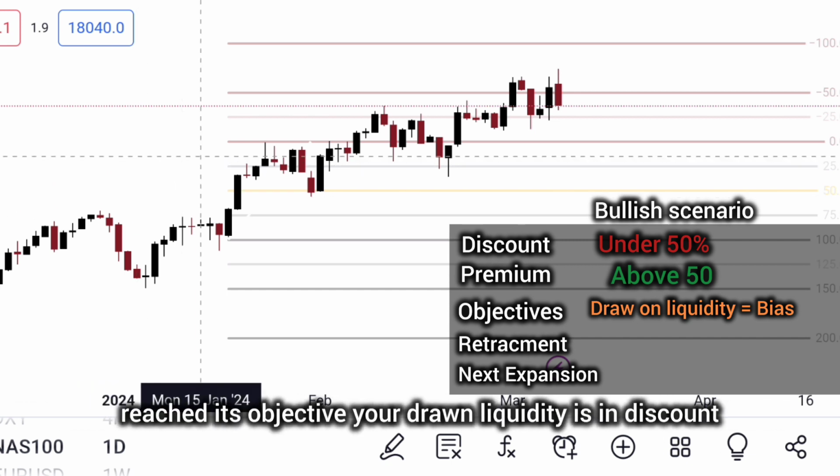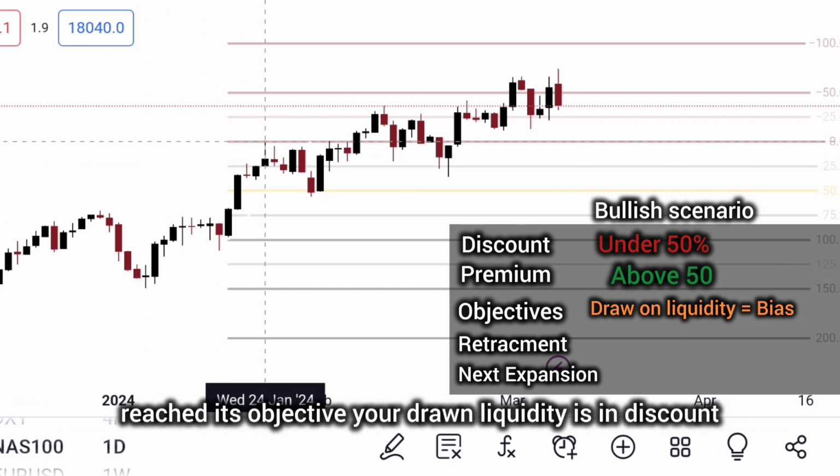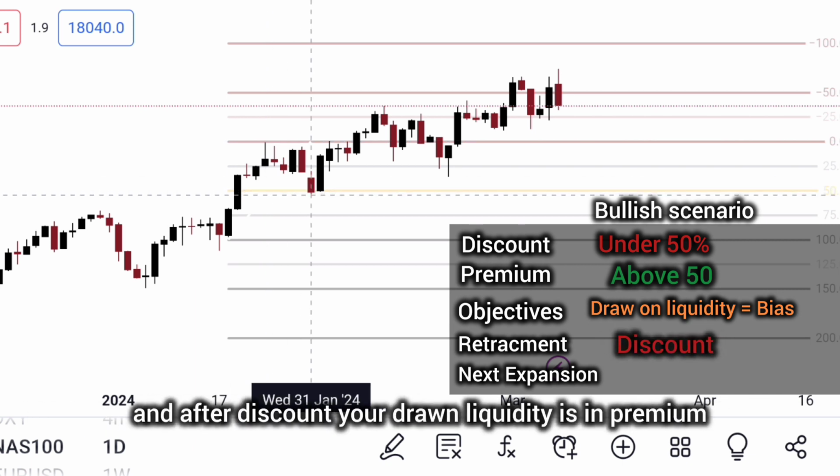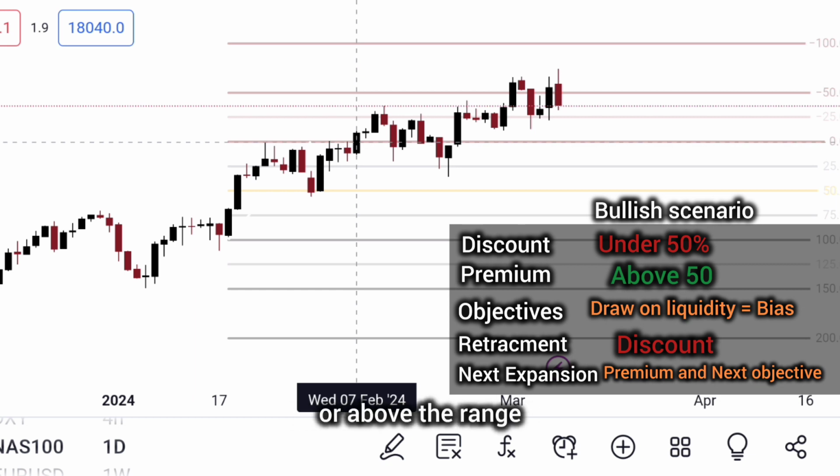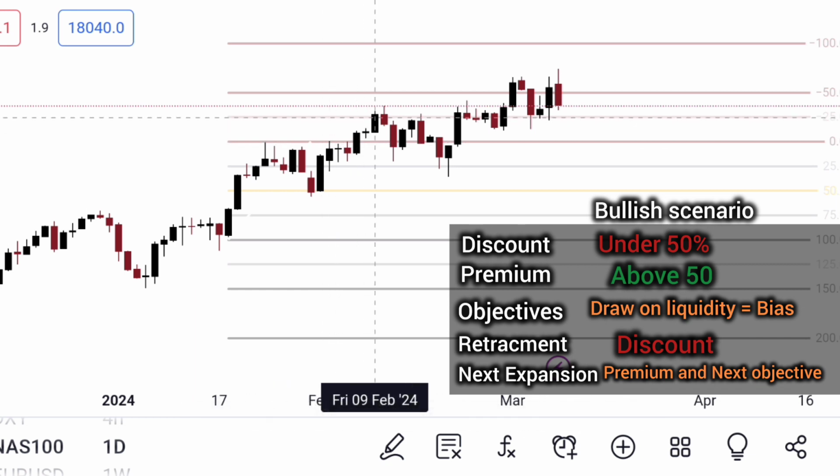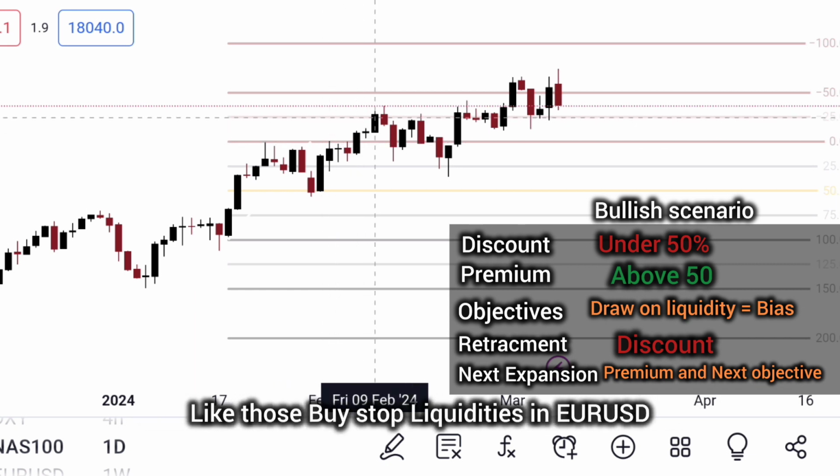after price reached its objective, your draw on liquidity is in discount, and after discount, your draw on liquidity is in premium or above the range where the price wants to reach, like those buy side liquidities in Euro USD.